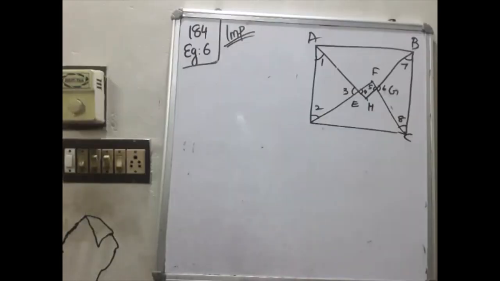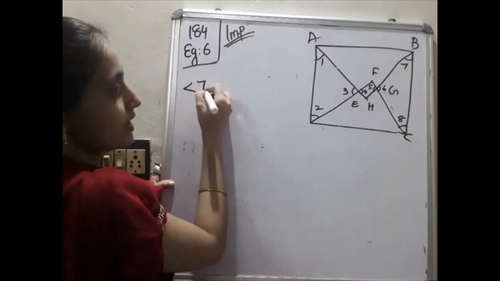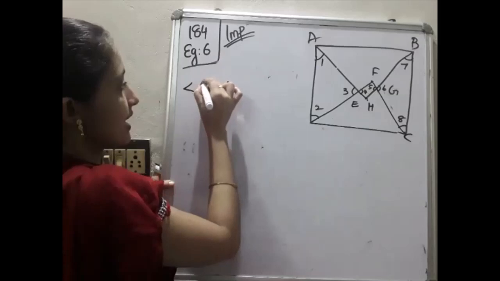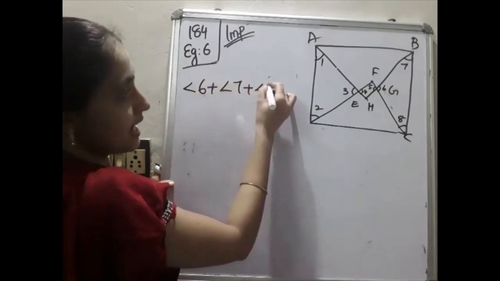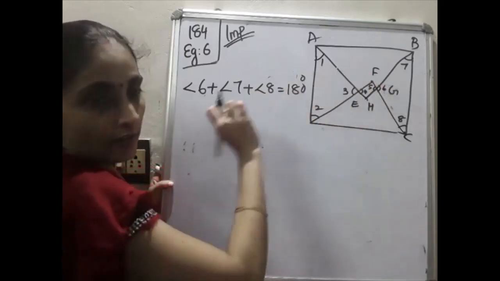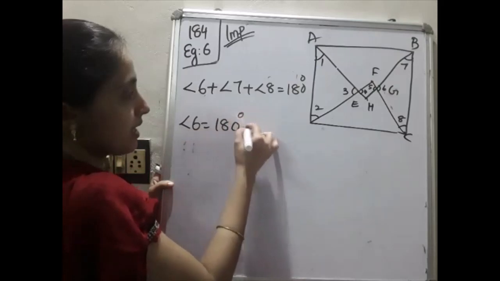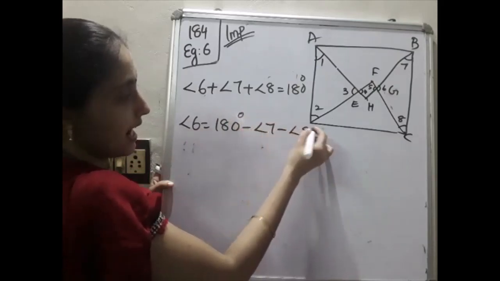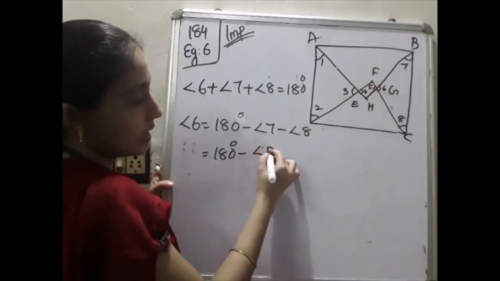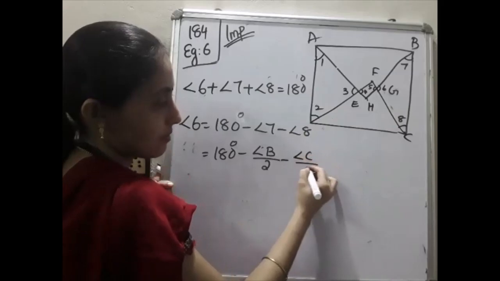Okay, now we are considering this triangle. So we can write what? Angle 6 plus angle 7 plus angle 8 is equal to 180 degrees. So we need angle 5. For that purpose we have to write angle 6 will be equal to what? 180 degrees minus angle 7 minus angle 8. That is 180 degrees minus, what is angle 7? Angle B by 2. Okay. What is angle 8? Angle C by 2.